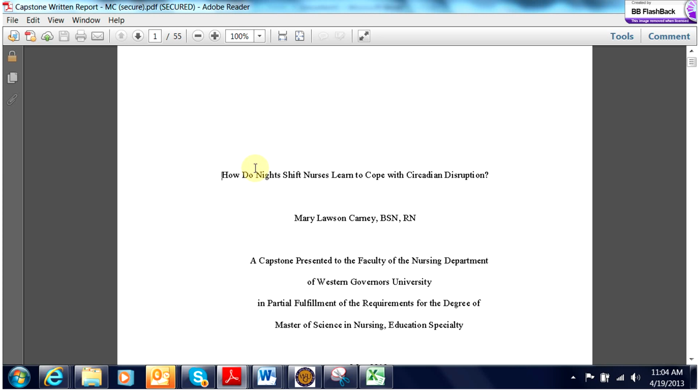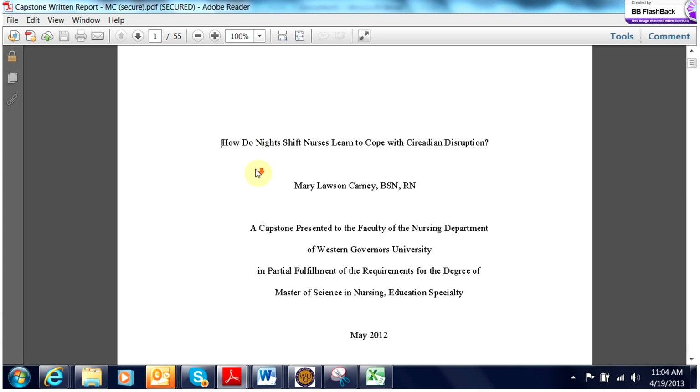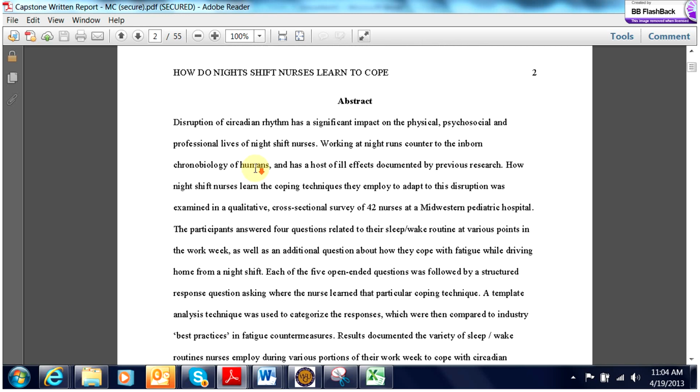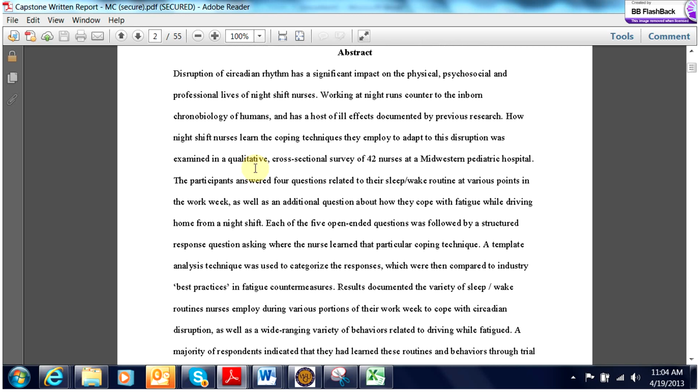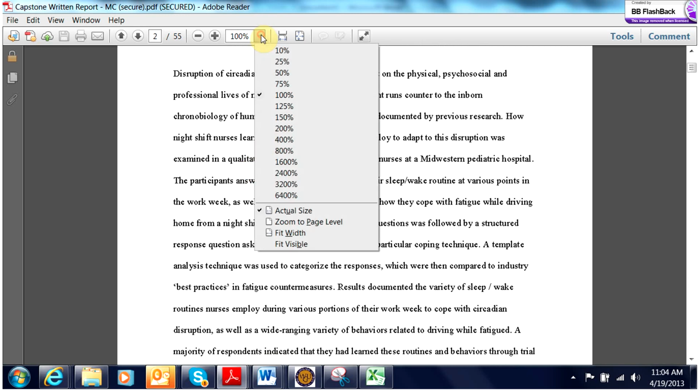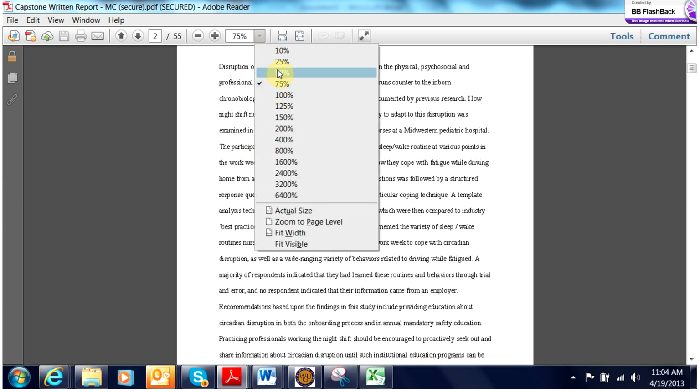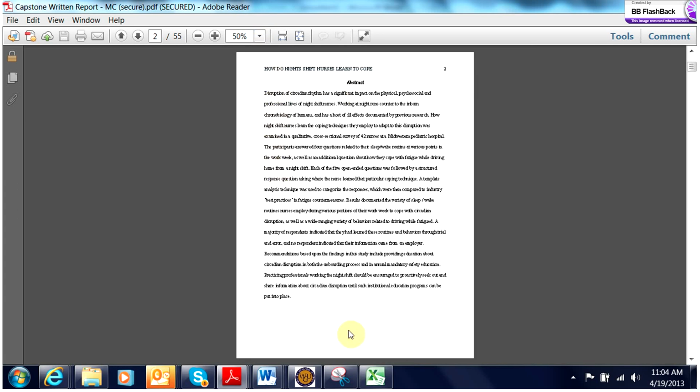You can start your papers looking like this. These are capstone examples, but you don't have to until you get to capstone, but they're going to eventually look like that. And she has an abstract. I'll shrink that down a little bit for her so you can see that it's totally one page.